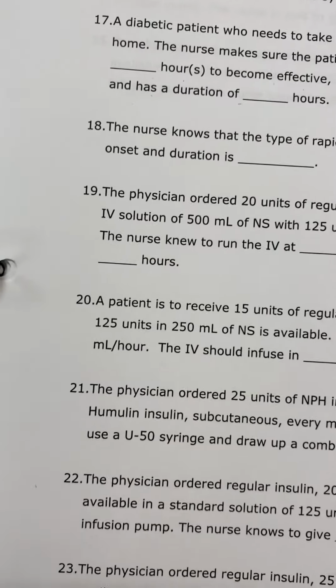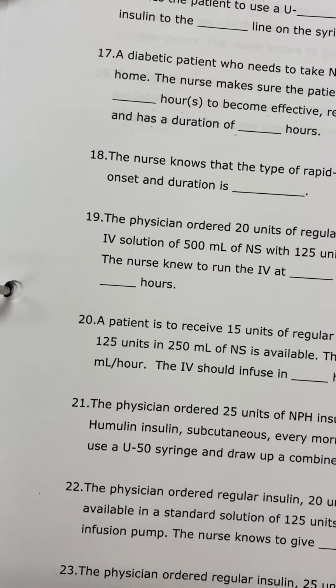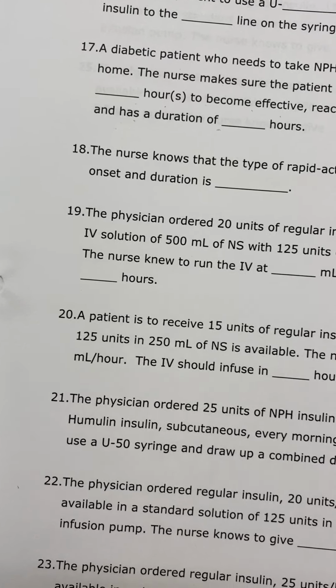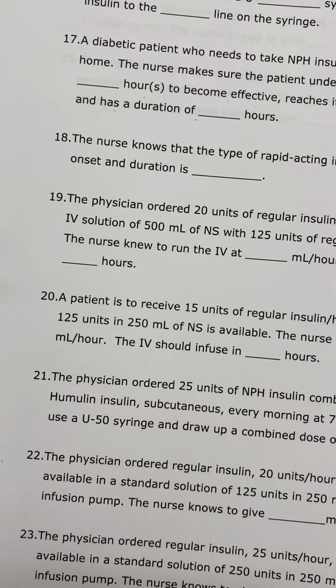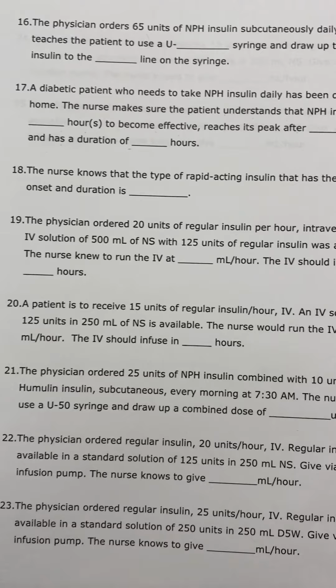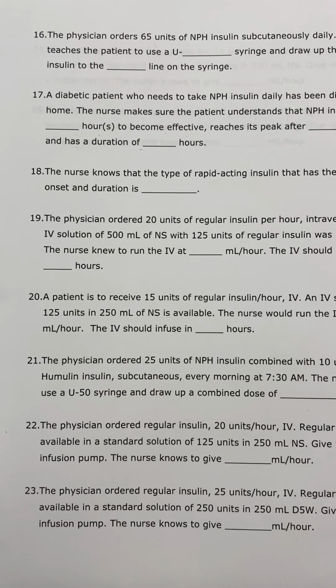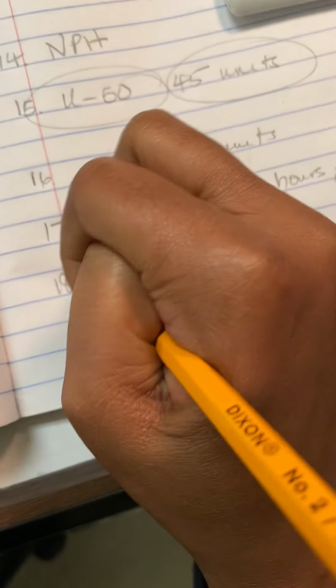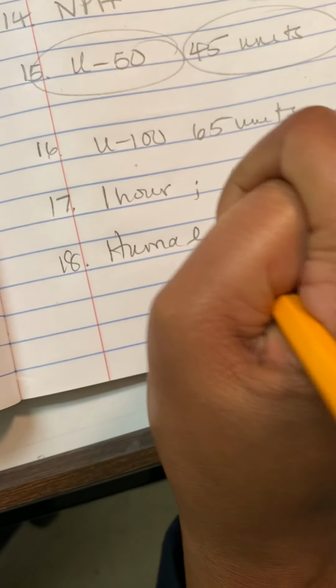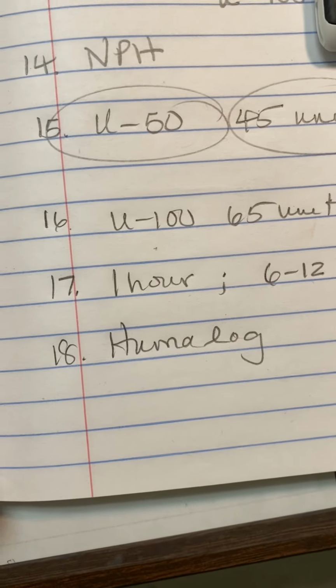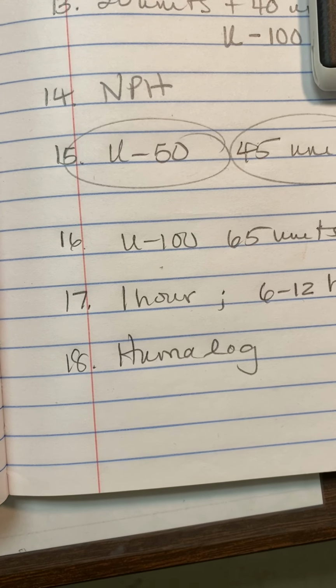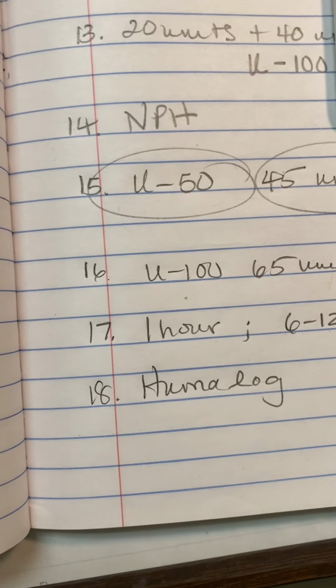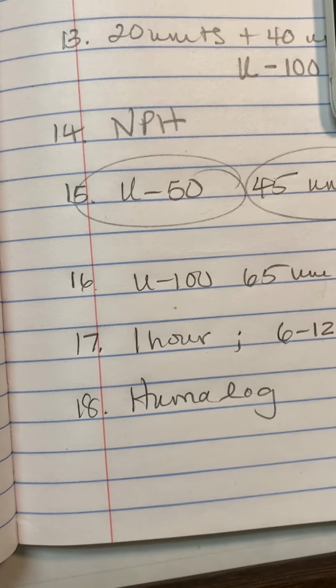All right, 18. The nurse knows that the type of rapid-acting insulin that has the shortest onset and duration is, have you read your text? Do you remember? Humalog. Very good. The more you read about insulin, the more you will understand, so don't get discouraged if you didn't know it right off the bat. That's okay. We're here learning together.